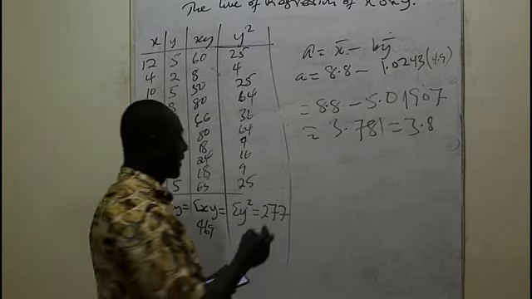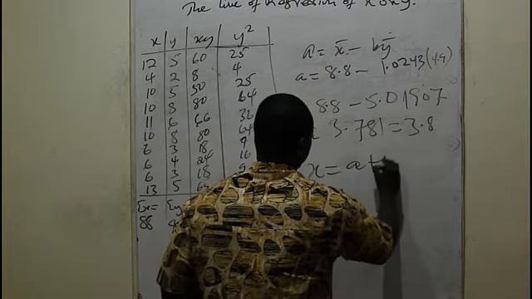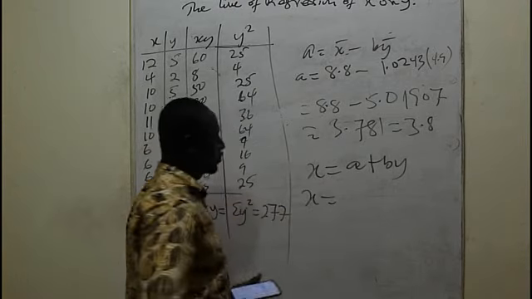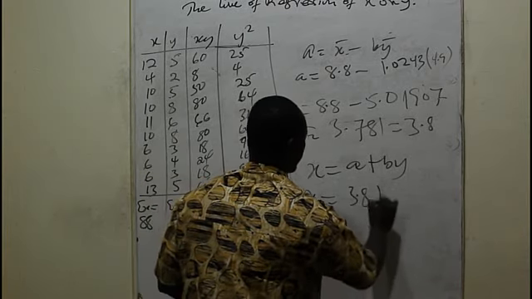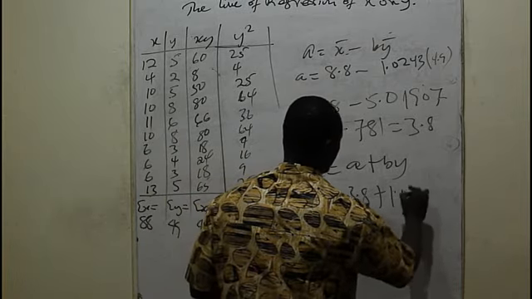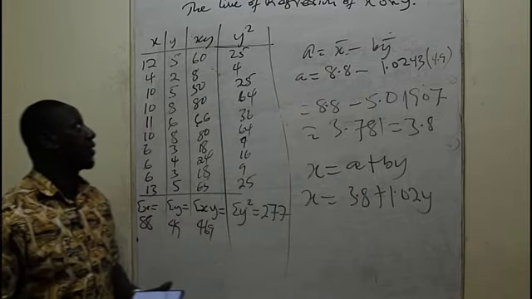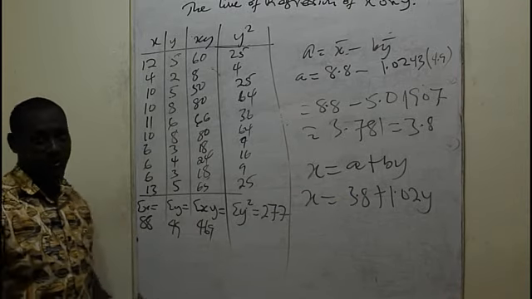And so finally, we are going to have the equation of x on y, which is giving us x is equal to a plus b y, equal to our a, which is 3.8, plus our b, which is 1.02 times y. So this is going to be the regression equation of x and y in this particular situation.